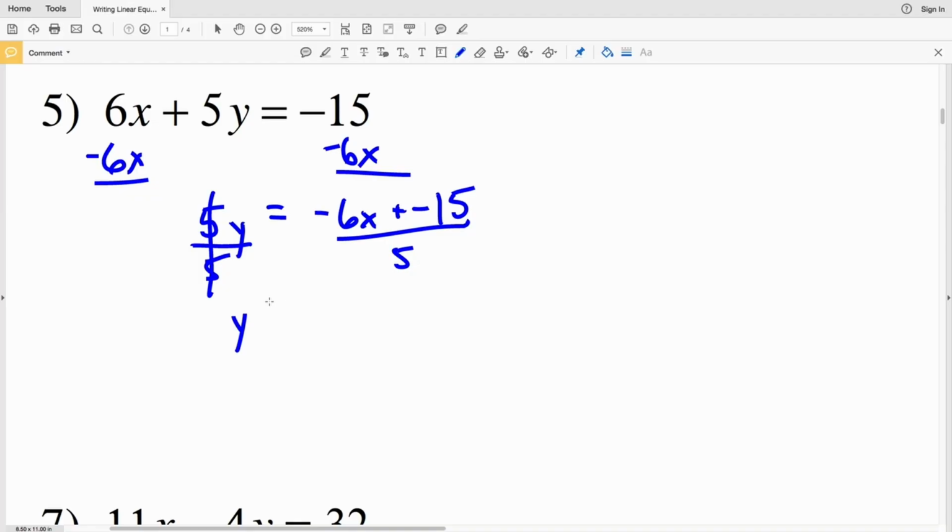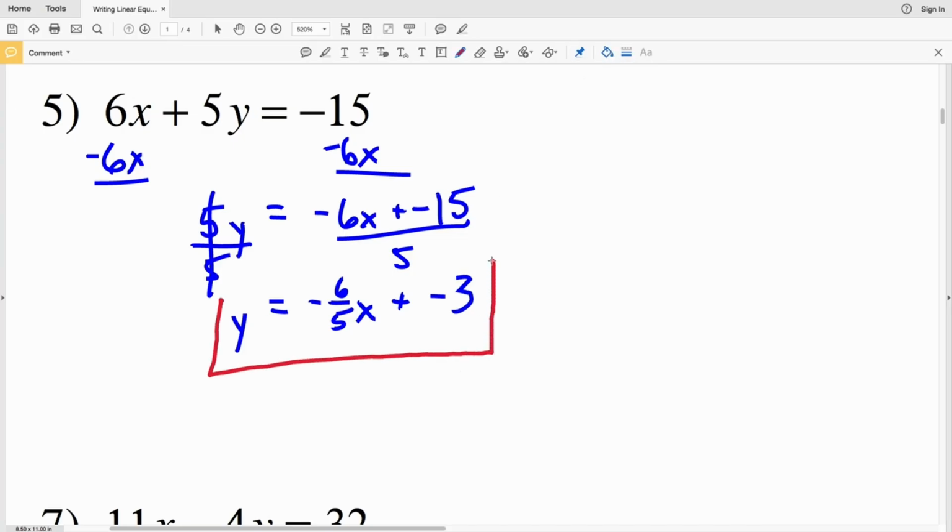Then we'll be left with y on the left-hand side, negative 6/5 x plus negative 15 over positive 5 is a negative 3. Y equals negative 6/5 x plus negative 3, or you can say y equals negative 6/5 x minus 3.